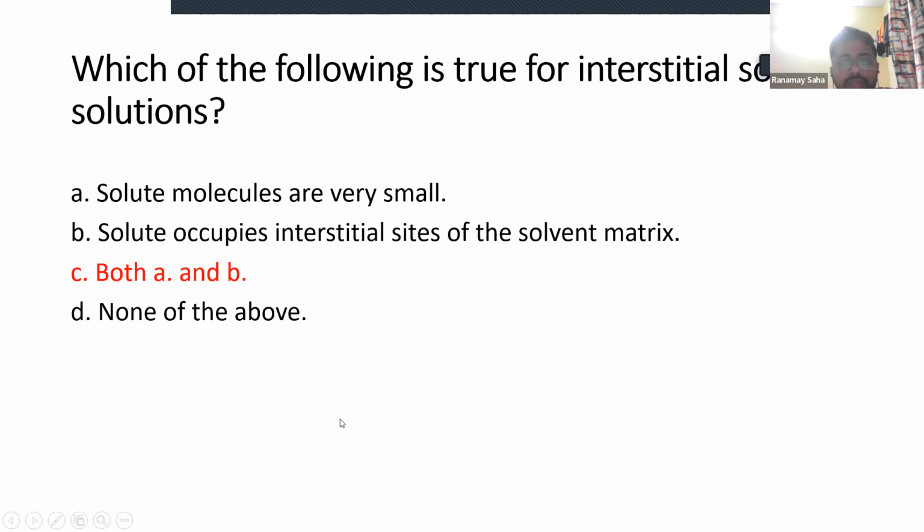Then you have, which of the following is true for interstitial solid solutions? Option A says solute molecules are very small. Of course, this should be small, otherwise it can lead to substitutional solutions. So for interstitial solid solutions, the solute molecules must be very small. Then the solute occupies interstitial sites of the solvent matrix. Yeah, that's obviously true. So both A and B are correct options.